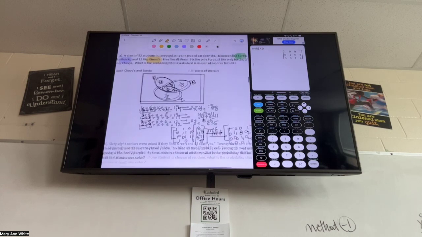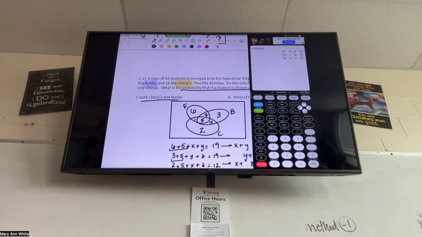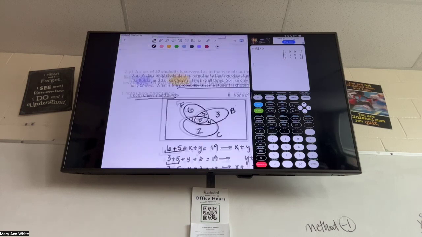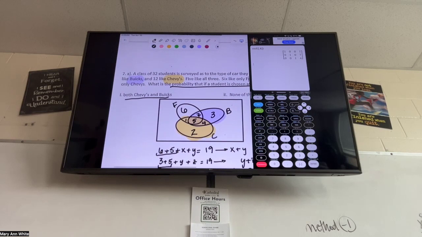Okay, now using my picture, it says, what's the probability that a student chosen at random likes both Chevys and Buicks? Okay, so we want to see where Chevys and Buicks overlap. Where do they touch? They touch at 5 and 4. So that means that how many total students like Chevys and Buicks? 9. So 5 plus 4 is 9.